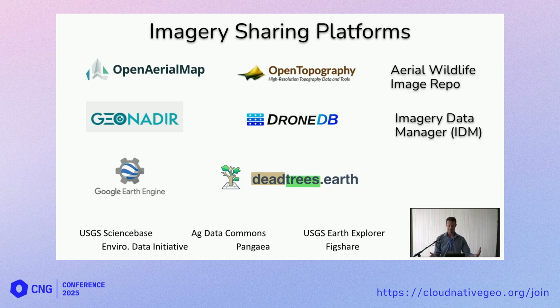Things like Figshare and Zenodo. These are just general data repositories. I don't think they're a great place to put drone imagery. I prefer you put them in places that are more dedicated to drone, but still this works. You can go to Zenodo and probably find drone imagery. So yeah, we have some options, so choose one.